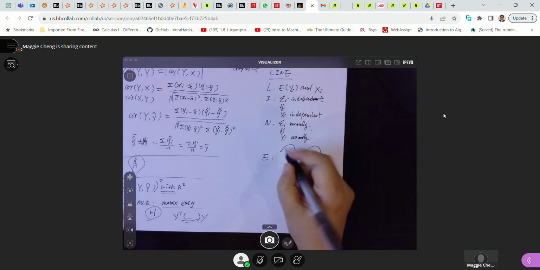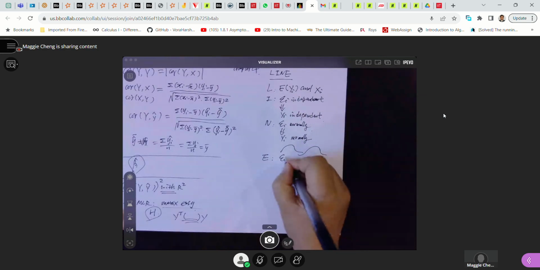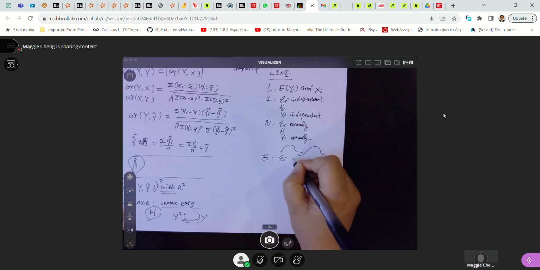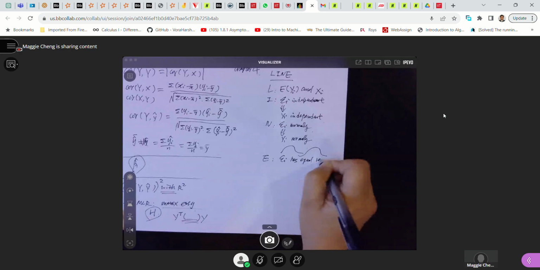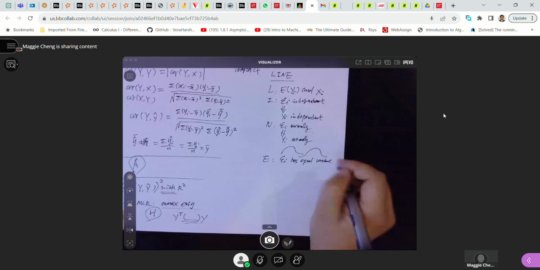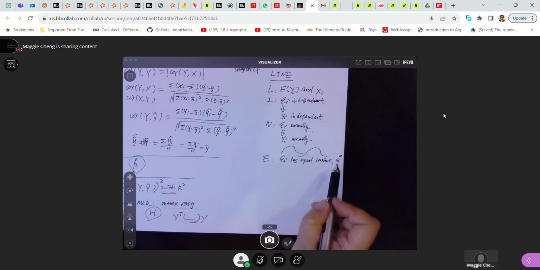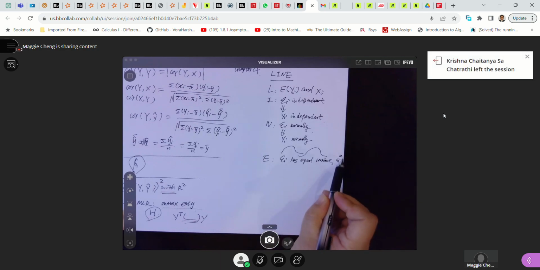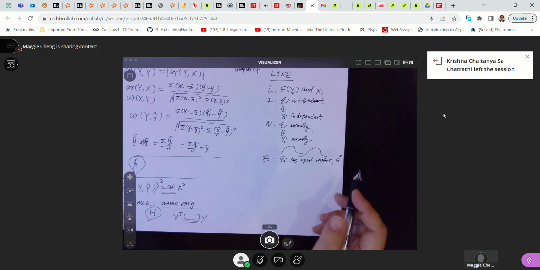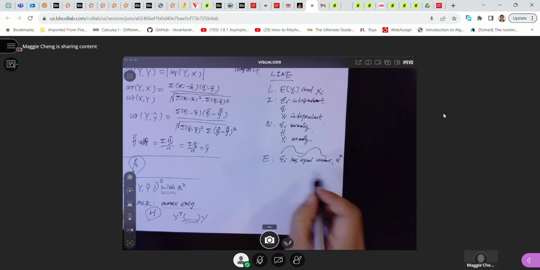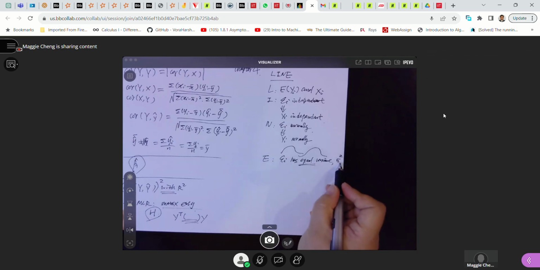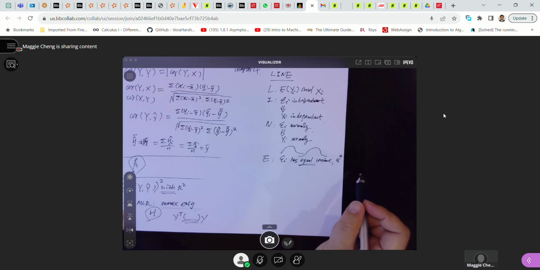LINE has an E. E means equal variance. All the epsilon i have equal variance. Because they are equal, we just use sigma square. If they're not equal, you would have to use sigma i square, where each i has a different variance. But right now it has equal variance. We don't have subscript i, we just call it the common variance sigma square.